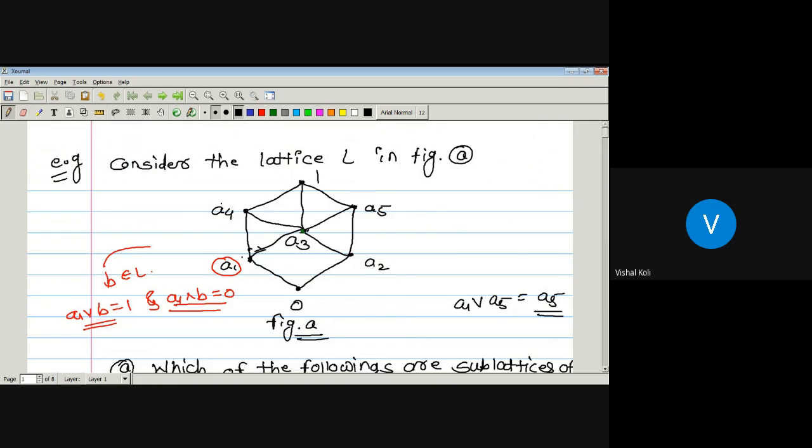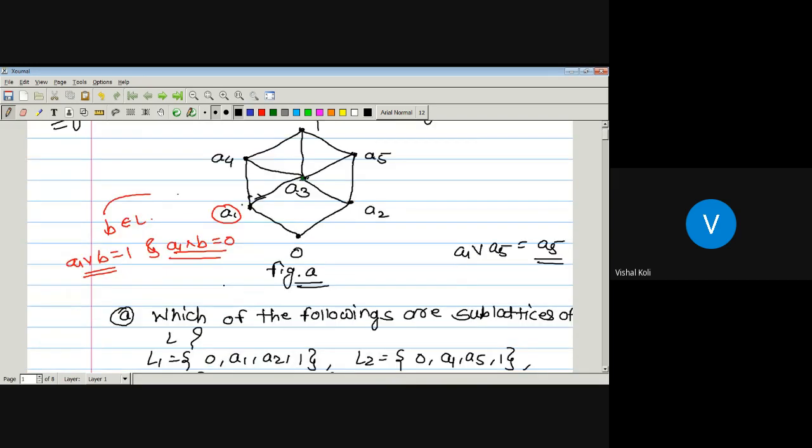Let us see. What is the join of A1 and A4? A4. A1 join A3, A3. A1 join A5, A5. What is the join of A1 and A2? A3. So here there is no element B belonging to lattice L having join with A1 is 1. So here A1 has no complement.